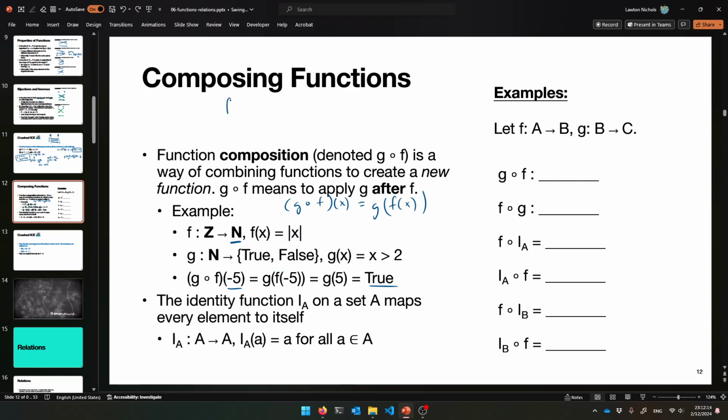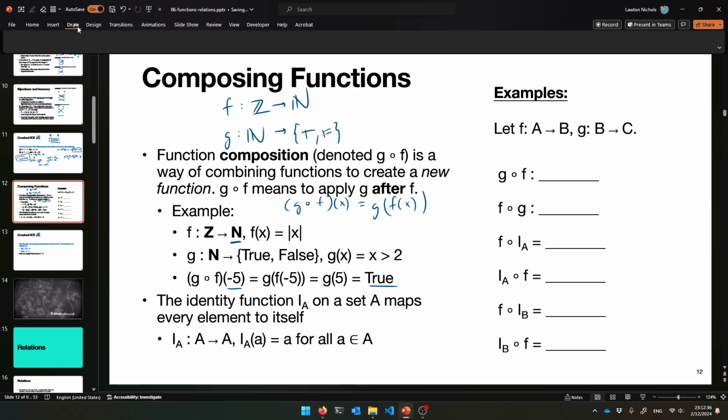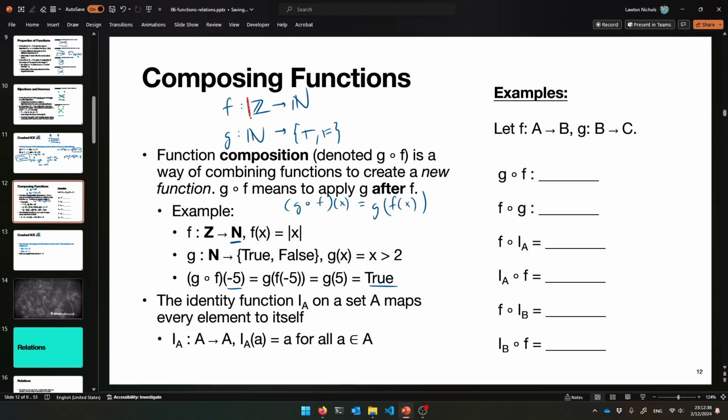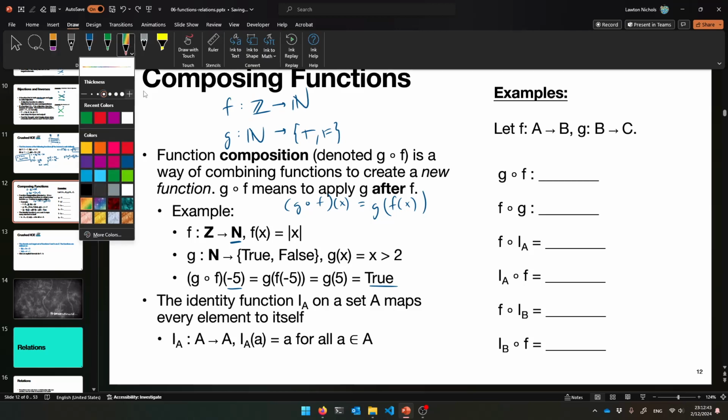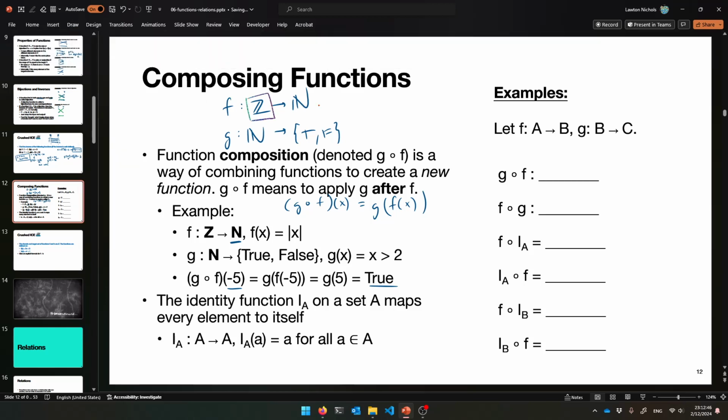So let me try and show that to you. f was a function from integers to natural numbers, and then g took natural numbers to true and false. And if you compose g after f, then you're going to do f first, right? You're going to take as input integers. Sorry, that's too thick. Let's make that smaller. You're going to take as input integers, and your output goes all the way to true and false.